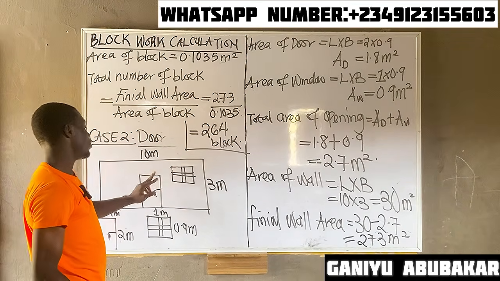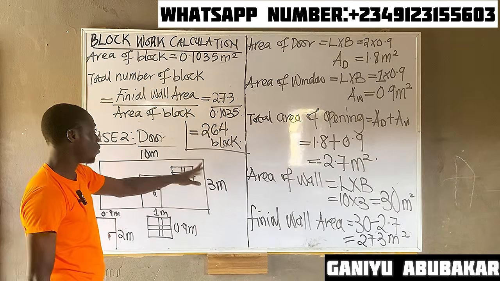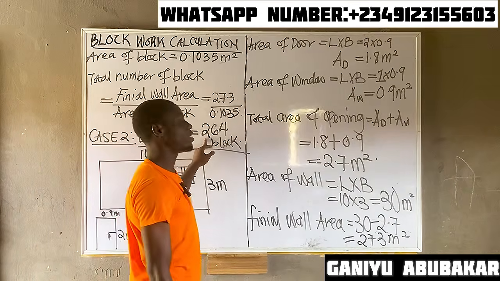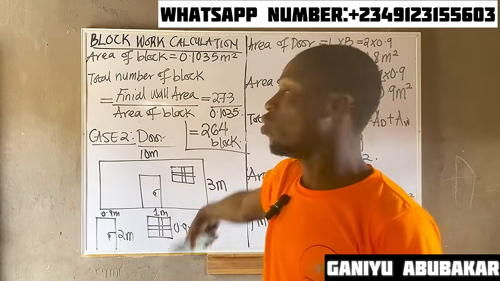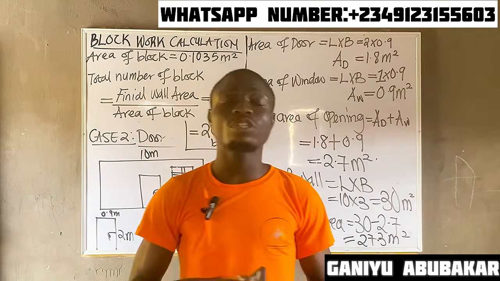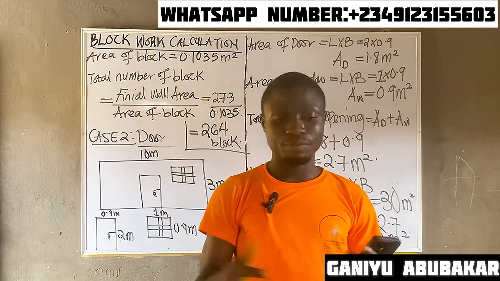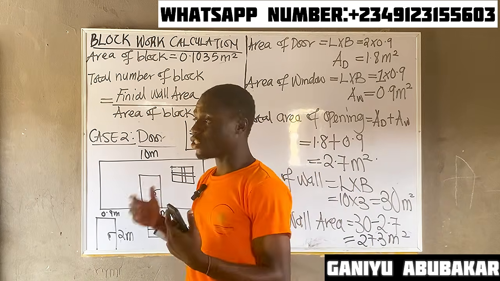All right, for this particular wall that has a window and a door, these two are called space. So for a wall of this nature with door and window, I need 264 blocks on this particular wall. This is how you calculate the number of blocks needed in a site. So this is how you get the task done.